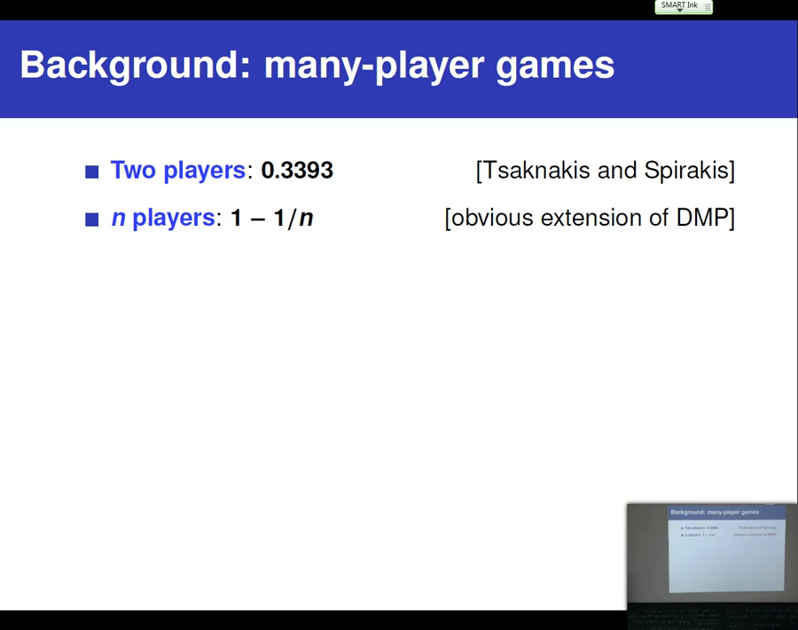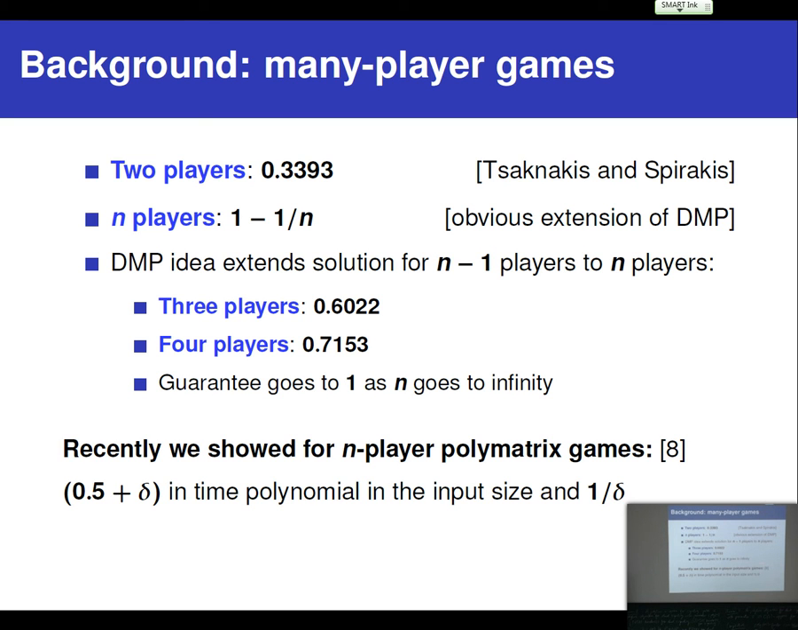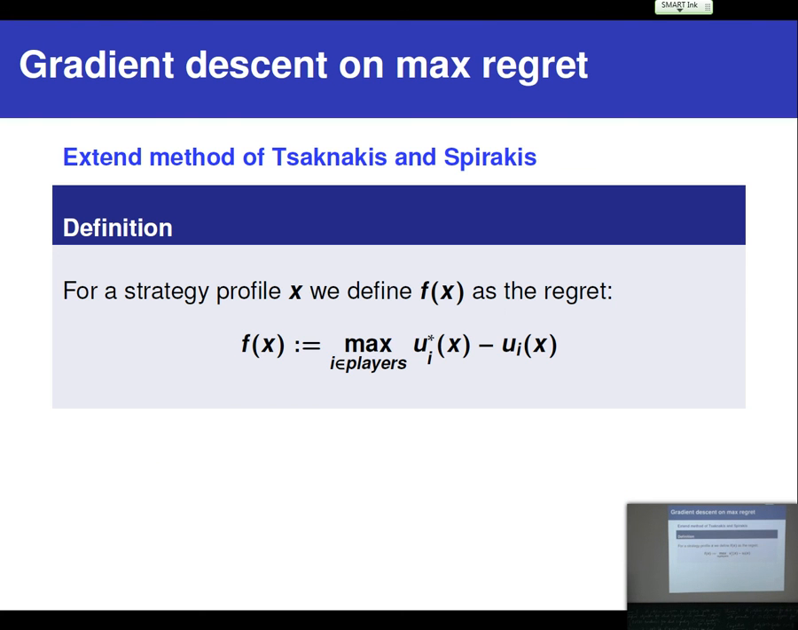This uses gradient descent, and for more players, the best we know in a general game is something that tends to 1 as n goes to infinity. So the result I want to highlight, but not really go into in detail, is a result of mine, John Fearnley, Argyrios Deligkas, and Rahul Savani, that gives a 0.5 plus delta approximate equilibrium in a polymatrix game, in time polynomial in the input size and 1 over delta. It extends this gradient descent idea and basically defines a combinatorial gradient on the maximum regret of the players.